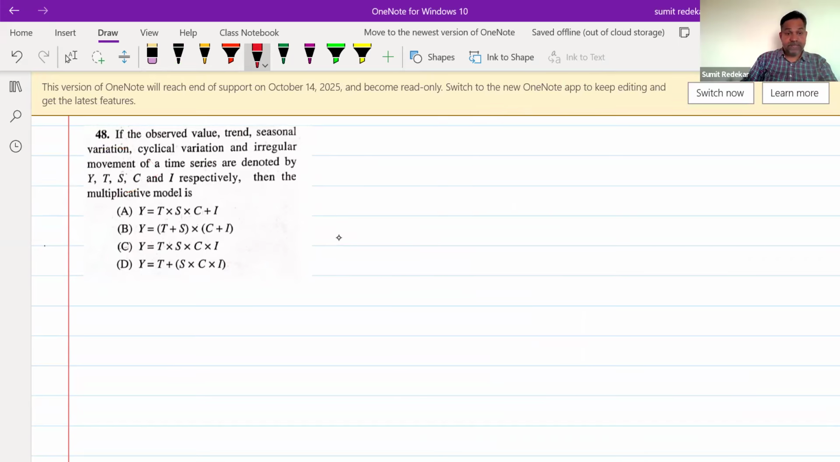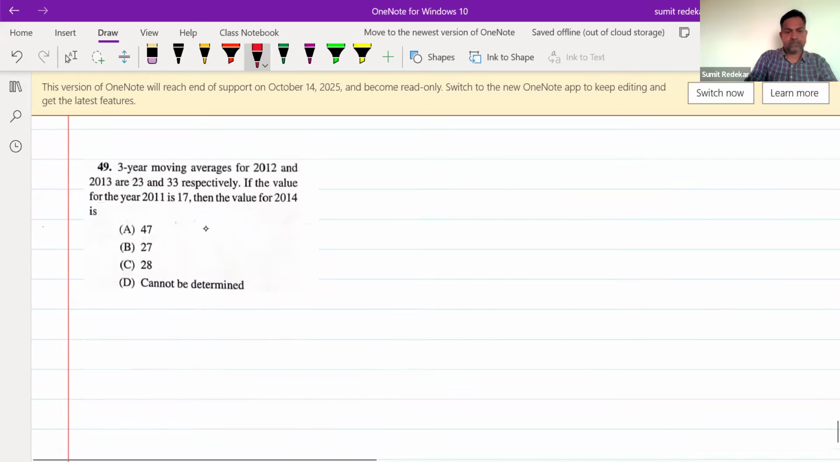and I. Then the multiplicative model is given by multiplicative model. बताया था मैंने आपको, सबको multiply कर दो becomes the multiplicative model.